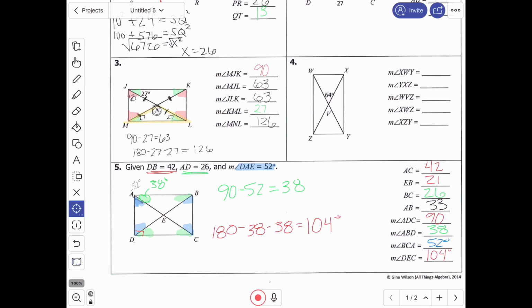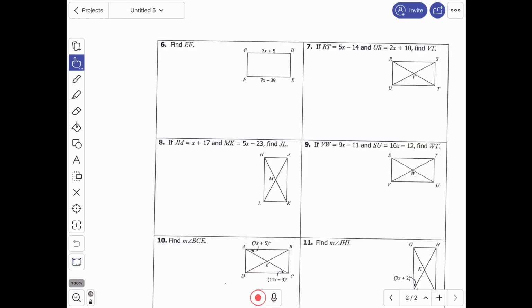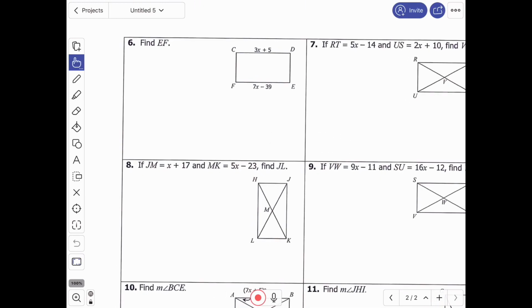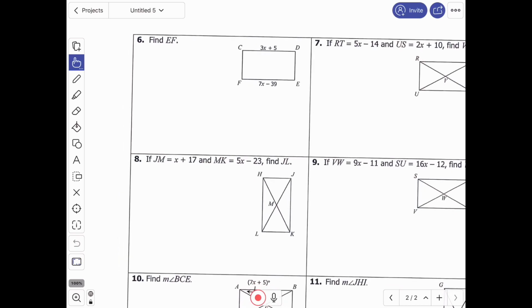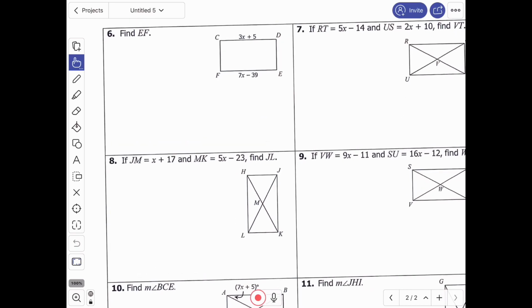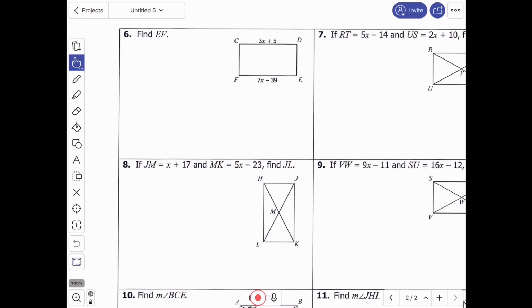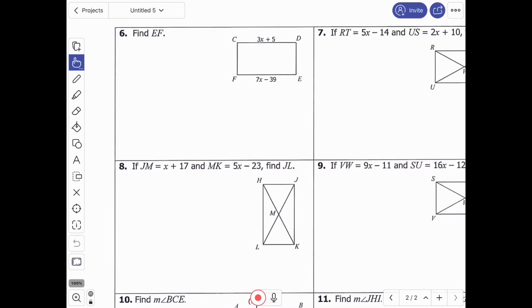Alright, so I'm going to move to the back page. I think there's only a few more. The back deals a lot with more algebra based, and the front is more just using all those properties. So the back shouldn't be too bad, quite honestly.